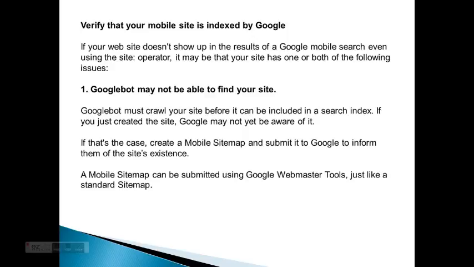Verify that your mobile site is indexed by Google. If your website doesn't show up in the results of a Google mobile search, even using the site operator, it may be that your site has one or both of the following issues. First off, Googlebot may not be able to find your site. Googlebot must crawl your site before it can be included in a search index. If you just created the site, Google may not yet be aware of it. If that's the case, create a mobile sitemap and submit it to Google to inform them of the site's existence. A mobile sitemap can be submitted using Google Webmaster Tools, just like a standard sitemap.